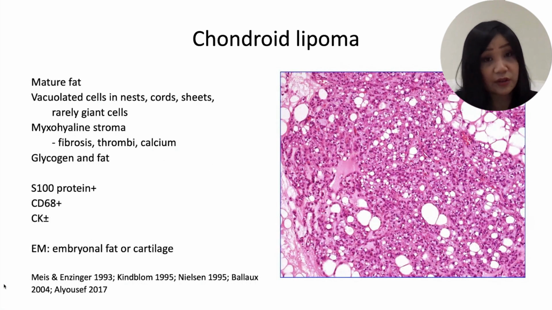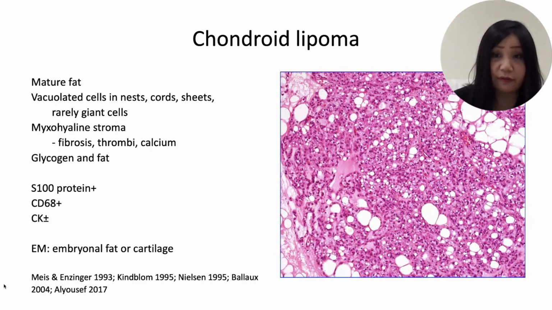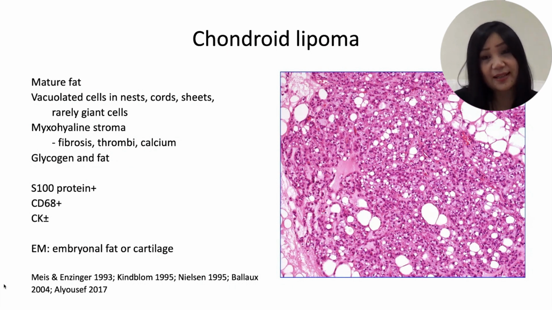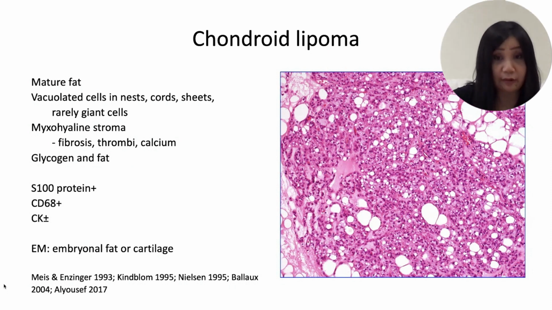And these are composed of variable proportions of mature fat with vacuolated cells, so lipoblasts, disposed in sheets, cords, and nests, occasionally giant cells. And this is in a variable eosinophilic myxohyaline stroma with variable thrombi, calcium, and fibrosis. Because of its adipocytic differentiation, there can be variable S100 protein expression, variable CD68 expression, and something that can confuse us, variable keratin expression.